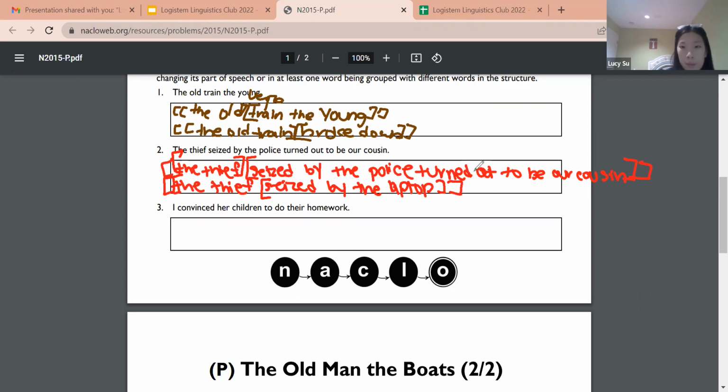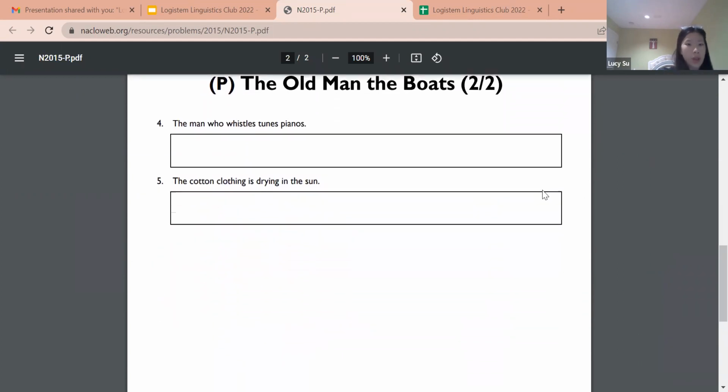Number 4, the man who whistles tunes piano. So you could keep the first one like that, and then you could also do the man who whistles tunes also likes to sing. So the local ambiguity would be tunes, and tunes is a verb in the first one since the man is the one doing the tuning, and in the second one, when the man who whistles tunes, which is a noun, the tunes are being whistled.